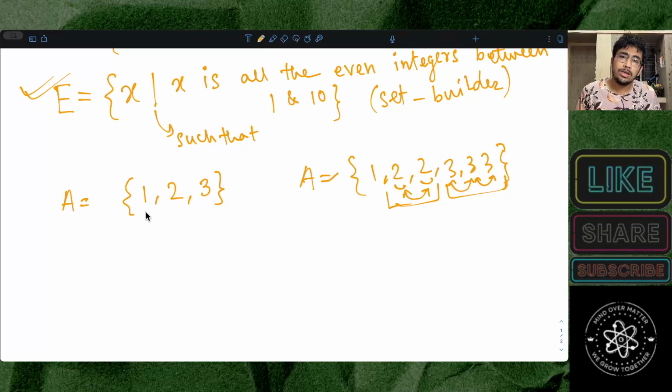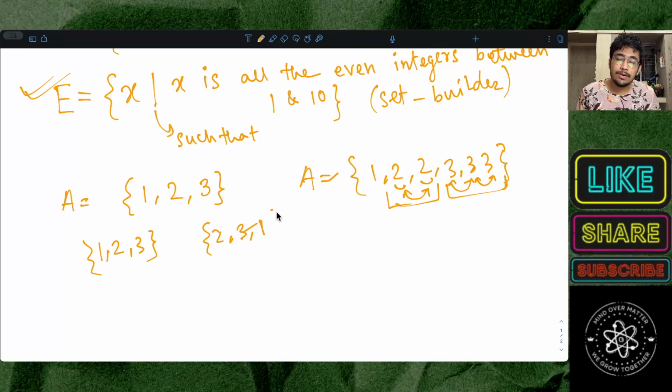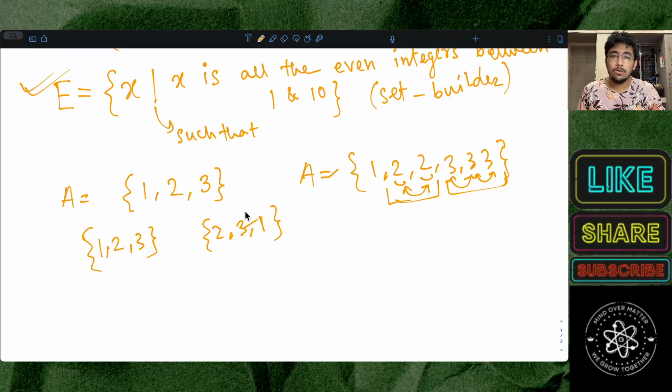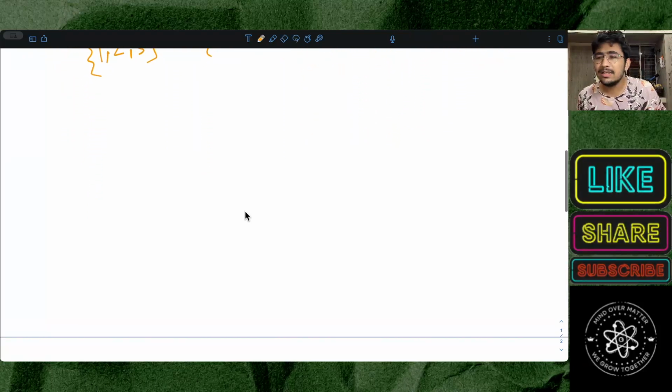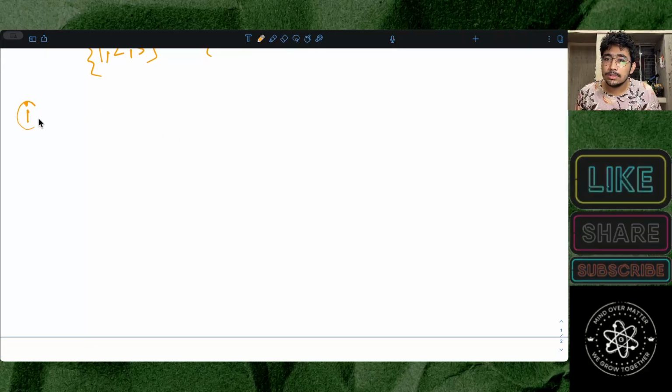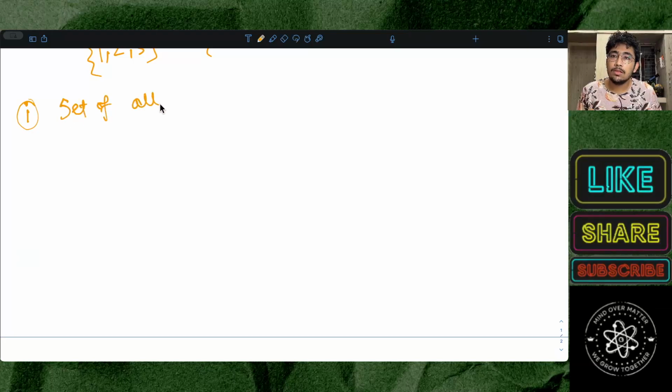Also, the ordering of the elements does not matter, whether you write 1, 2, 3 or you write 2, 3, 1. Our definition doesn't say anything about ordering, so the ordering doesn't matter. These two are basically the same set. Let's continue from this, and I will be stating some standard set notations. At first I would like to say the set of all natural numbers.